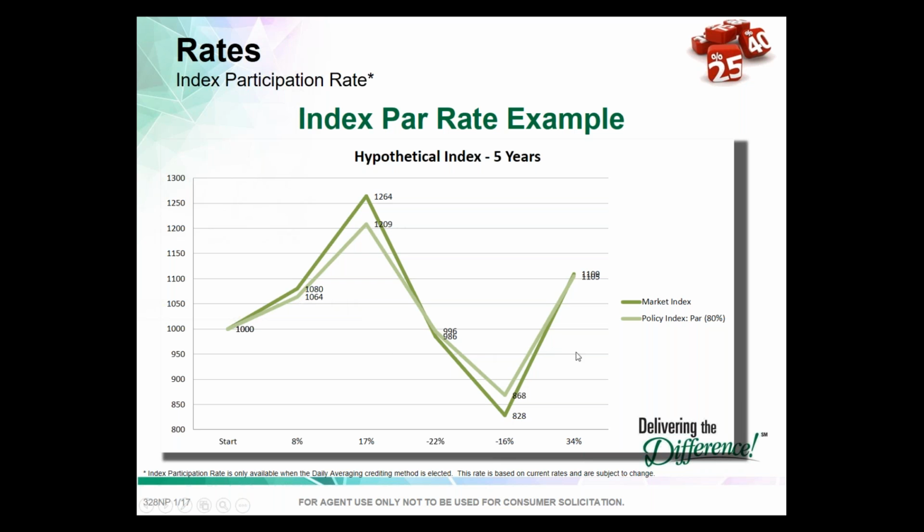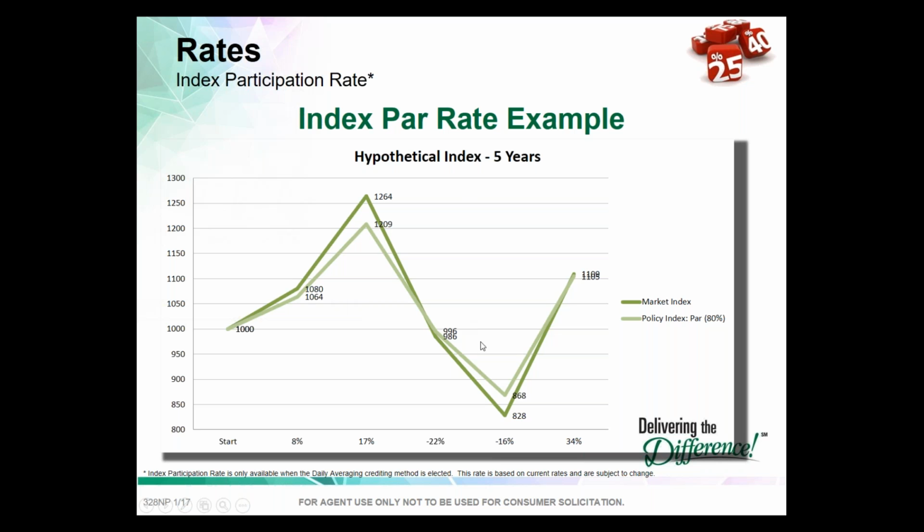But let's look at, I've got a dark green market index and a light green, the policy index, the par rate. And here I'm using 80%. So if the underlying index went up 8%, then the client, if they were strictly in the participation rate portion of this, would get 80% of that gain, which is 6.4%. If the next year the index went up 17%, they'll get 80% of that, and then their numbers here.